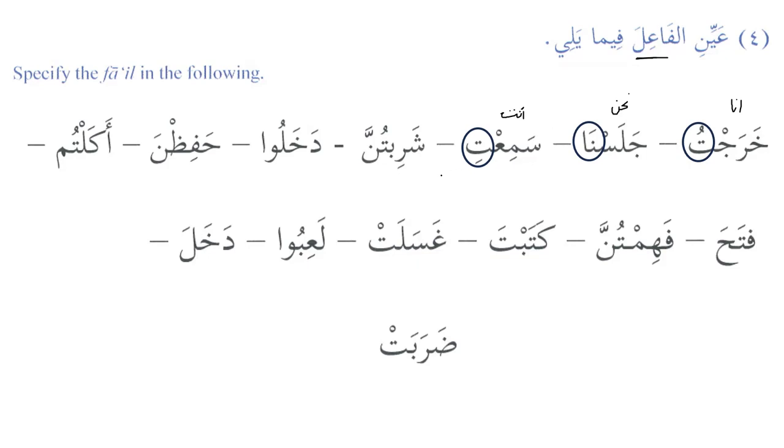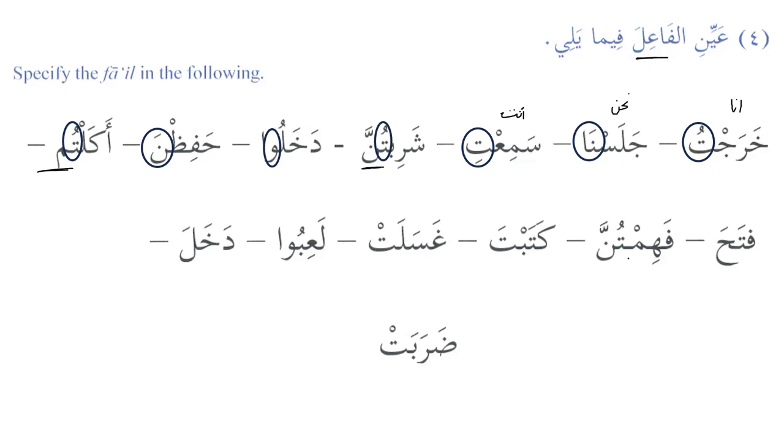And similarly, sharibtunna, we have learned here that ta plus noon, that is noon al-jama'ah. So sharibtunna here is basically antunna sharibtunna. And then we have dakhalu, so waw is the doer, and alif is just to differentiate, alif al-fariqah. Then we have hafidna, and again we can see that noon over here is the doer. Akaltum, ta plus mim, tum is the doer over here. Meem is used for the plural, right? Antum akaltum. And similarly, in sharibtunna, noon is noon al-jama'ah, that is used for the plural.